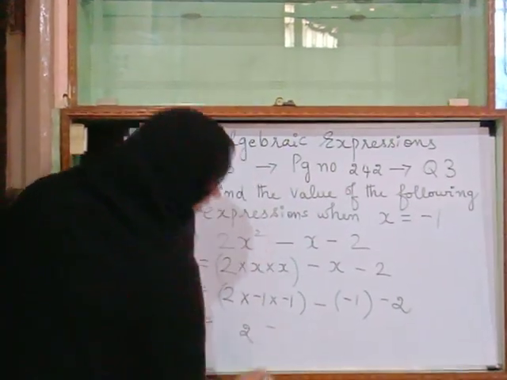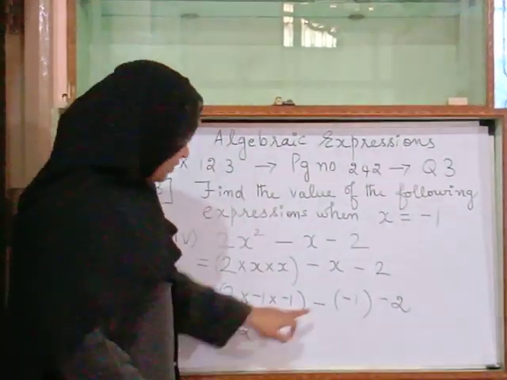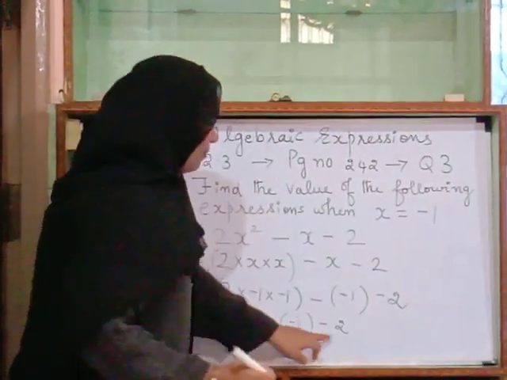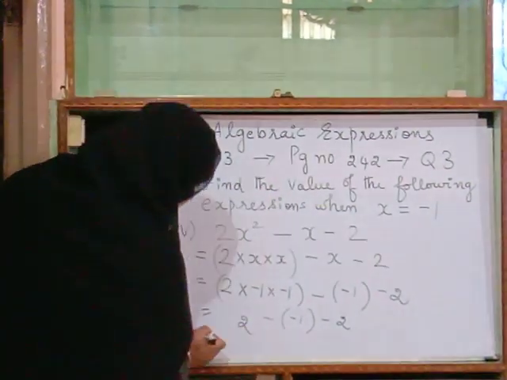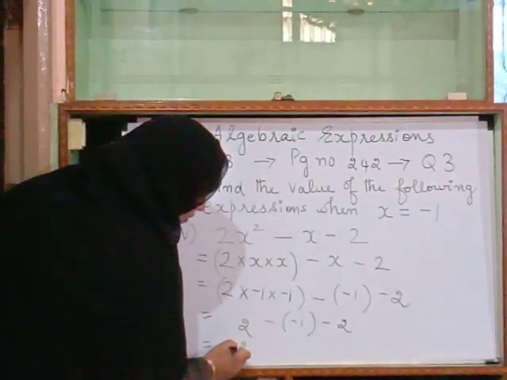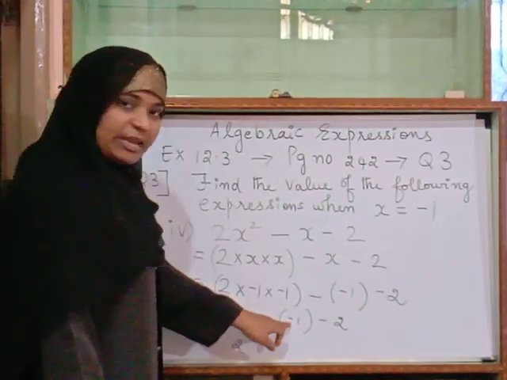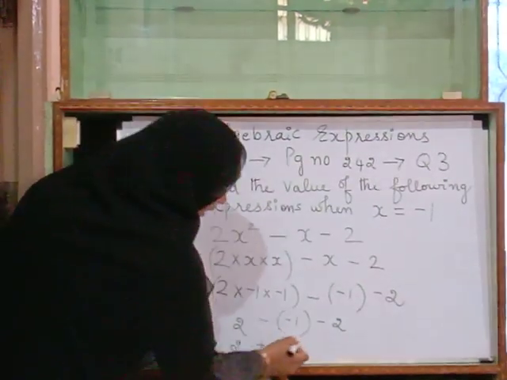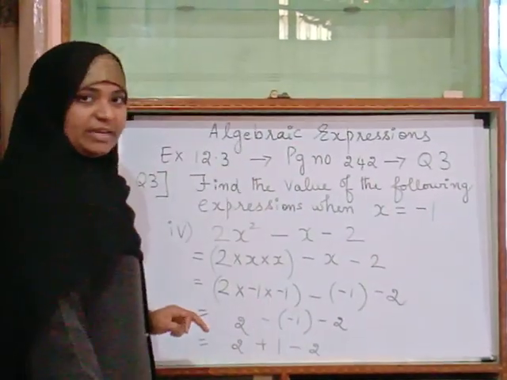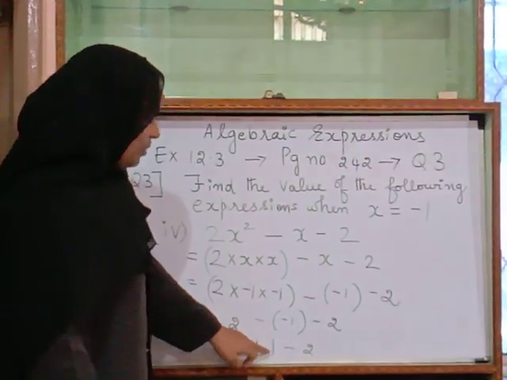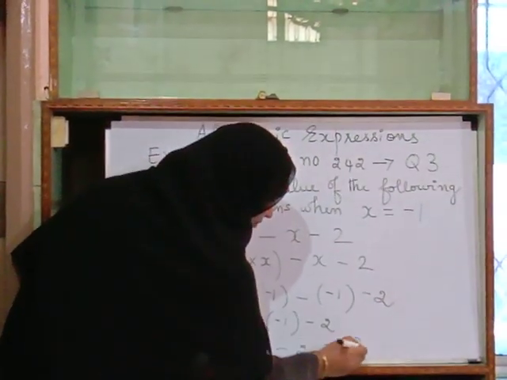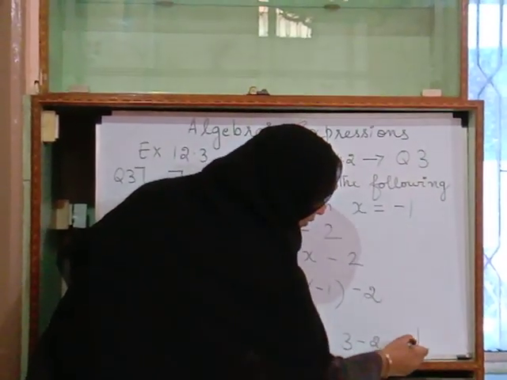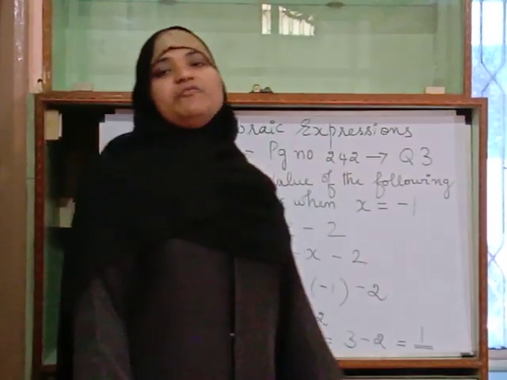Now come to this area. We have a minus here. Again, you will put this minus as such. Then minus 2 will go along with each step. Now see here, 2 as usual we will write, minus into minus gives you what? Plus. So now this will change to plus 1 and this is actually minus 2. Now you see here, 2 plus 1 gives you 3. 3 minus 2 gives you actually 1. This is the answer for the fourth question.